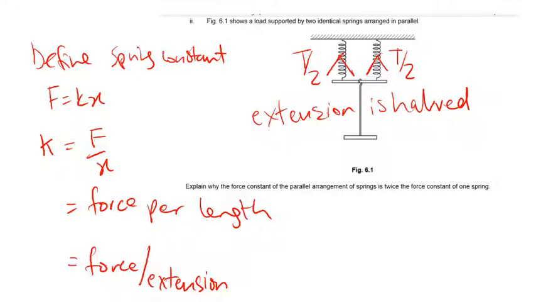Now the question where you have a load supported by two identical springs: here the extension is halved because the force is shared. So the tension is T over 2 in one of the springs, T over 2 in the other spring, and so therefore you have halving of the extension. So the tension in each spring is halved, so the extension is also halved. The question is, explain why the force constant of the parallel arrangement of springs is twice the force constant of one spring. So if the tension is halved, then the force constant is doubled.